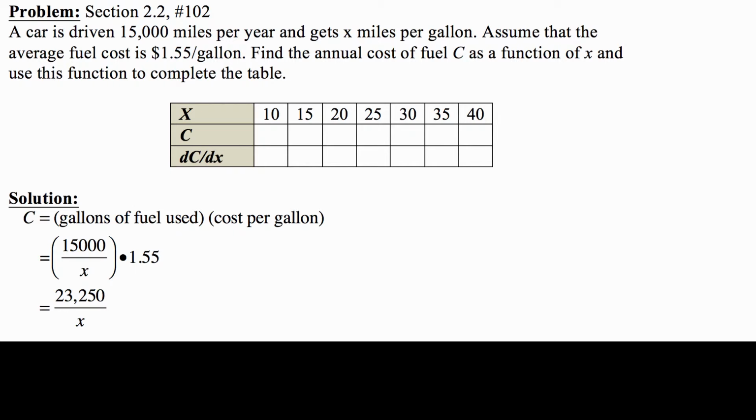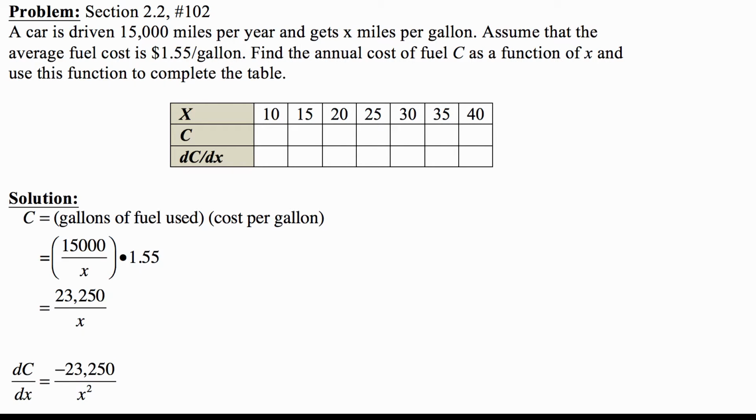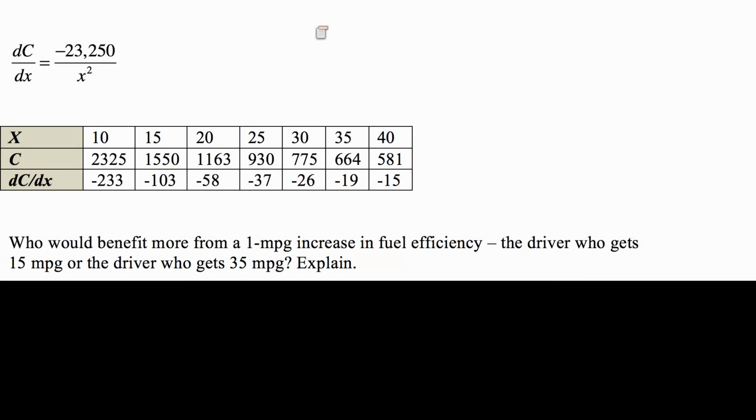So to find the derivative, when you take the derivative of 23,250 divided by X, that's simply going to give you negative 23,250 over X squared. Now that we have that, we would use our handy-dandy graphing calculator to fill in the table appropriately. So go ahead and do that, and let's see if our answers match before we go ahead and answer the next question. All right, so hopefully our tables are matching and we came up with the same information there.